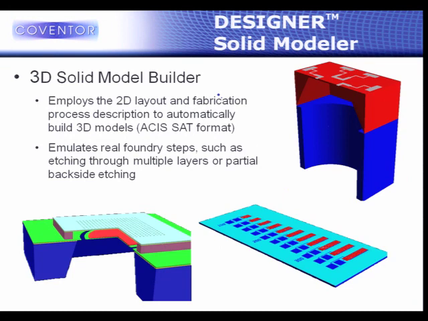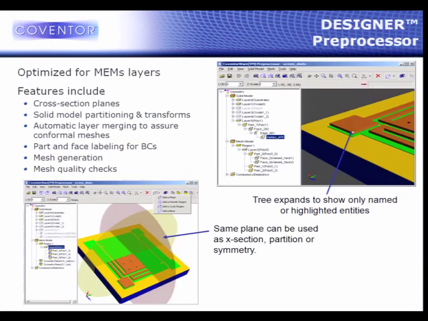The solid modeler is mostly hidden to you. It's taking that 2D layout and the process description and building up the 3D model. And it's emulating real foundry steps, deposits and etches, but not in a way that's ideal for subsequent modeling with finite elements, but it's not as realistic as what you get out of Simulator 3D.